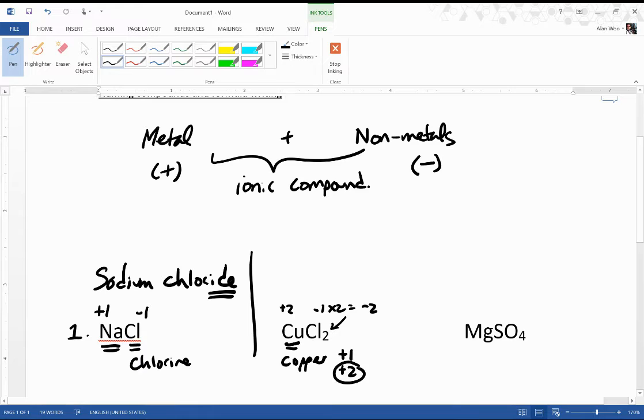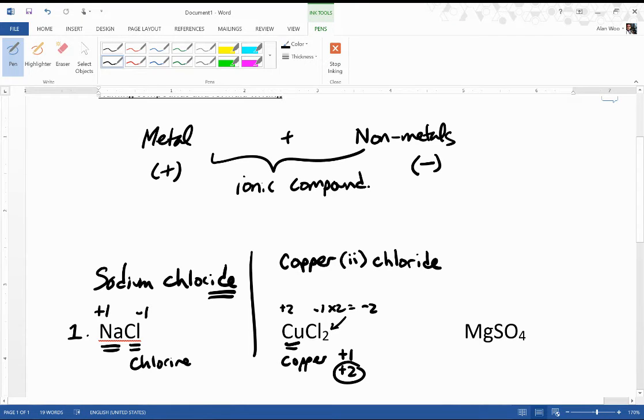If this is true, and our copper has a +2 charge, we have to identify that in the name. So this is going to be copper. Again, full name of your atom. But to make sure that everyone knows that this is copper 2 and not copper with a 1+ charge, we write in the Roman numeral 2 followed by chloride.